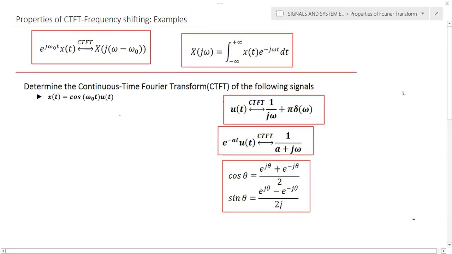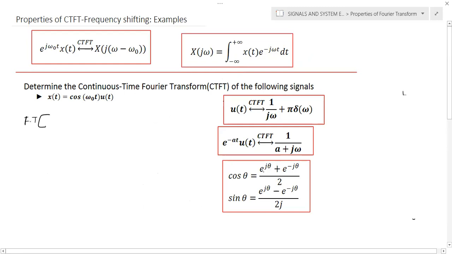Now we'll discuss another question. If you look at this particular question, it seems almost the same as the previous question, but there is a difference. It is actually cos omega 0 t into u of t. So when you consider this question, you can write the Fourier transform of x of t, that is simply cos omega 0 t into u of t.